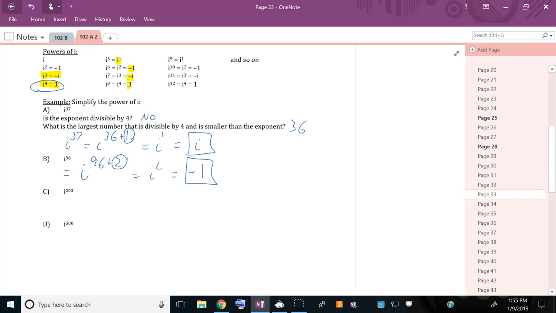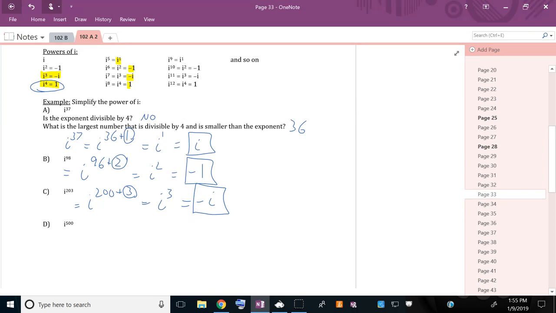i to the power of 203. 203 is odd, so it's definitely not divisible by 4. The largest number smaller than 203 that is divisible by 4 is 200. So I write it as 200 plus 3. So again, whatever we add is what we get. And i cubed, this last step I have to have memorized, is -i.